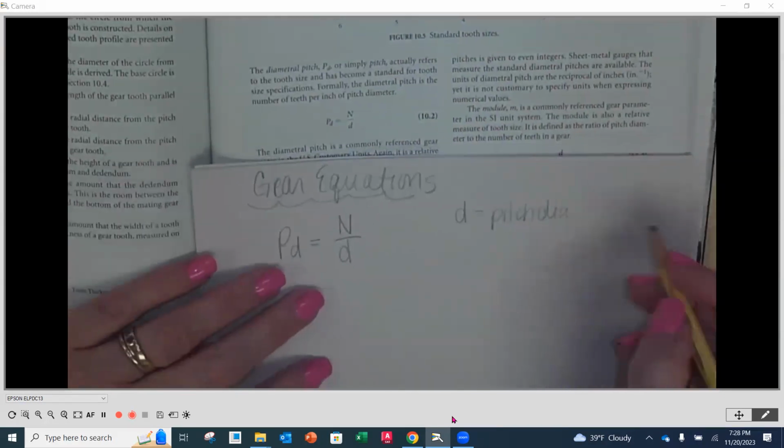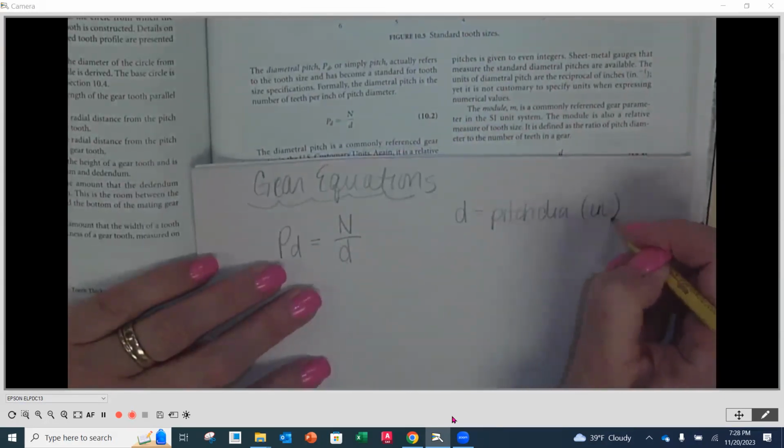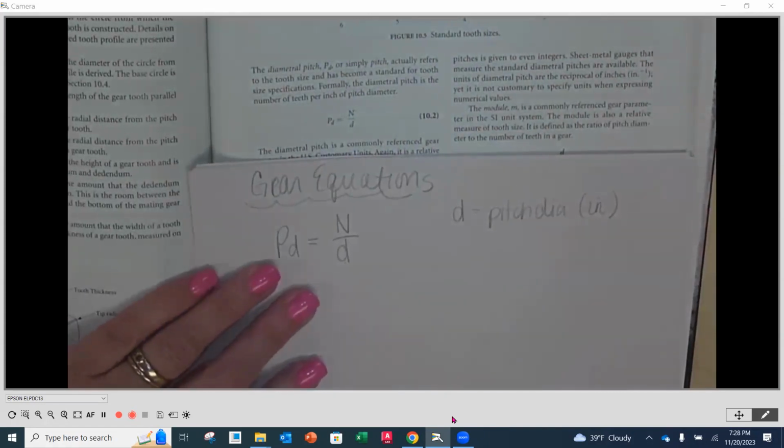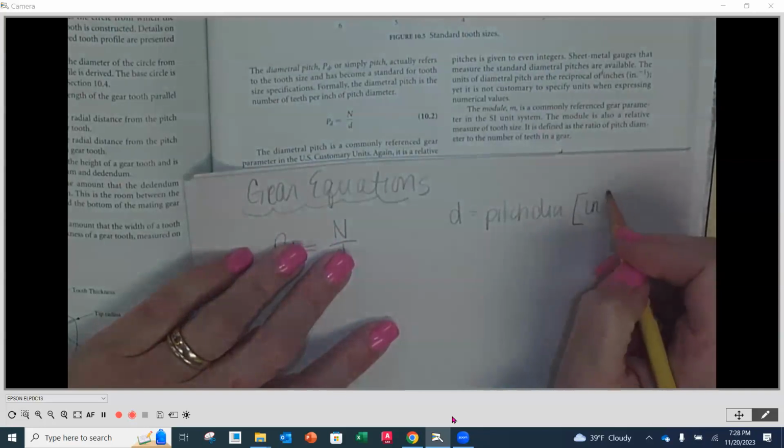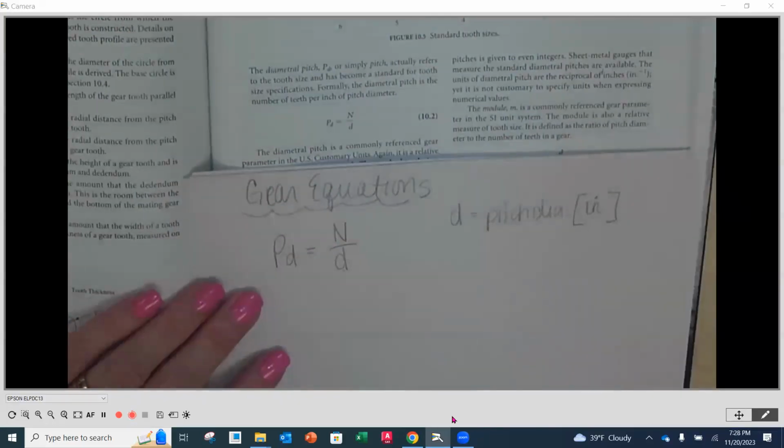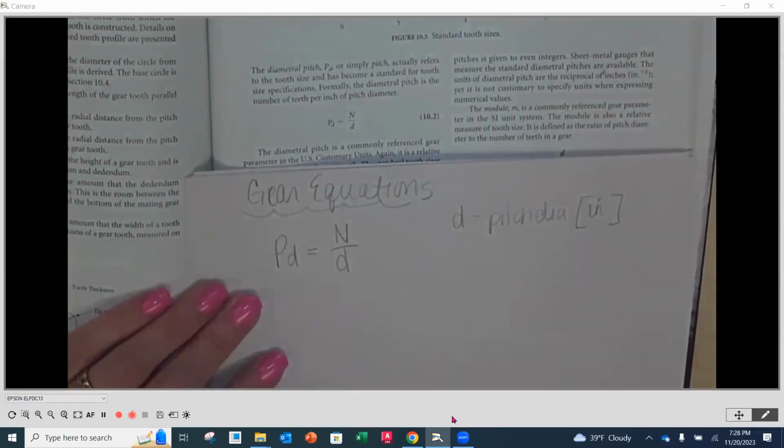Okay, pitch diameter. And we're going to use English units, so that's going to be in inches. I should use my normal brackets for units, right? So this again is going to be the effective diameter for which the teeth are going to engage with one another. Okay, pitch diameter.